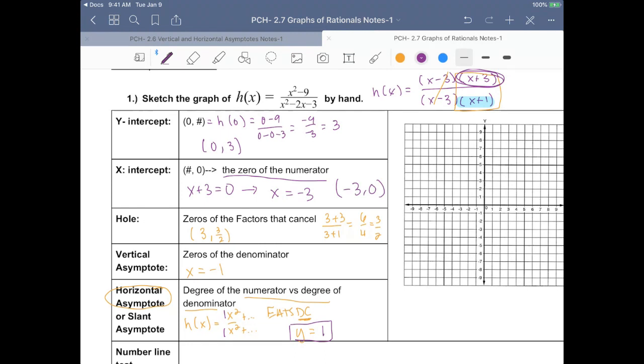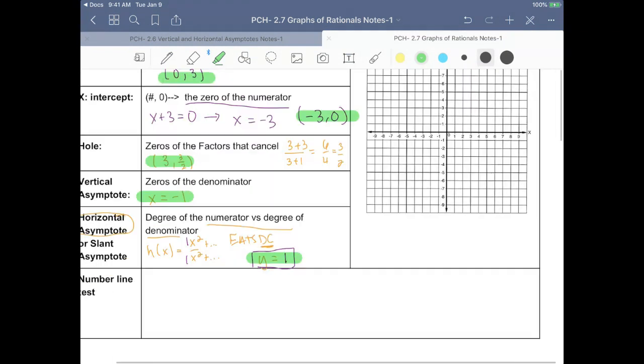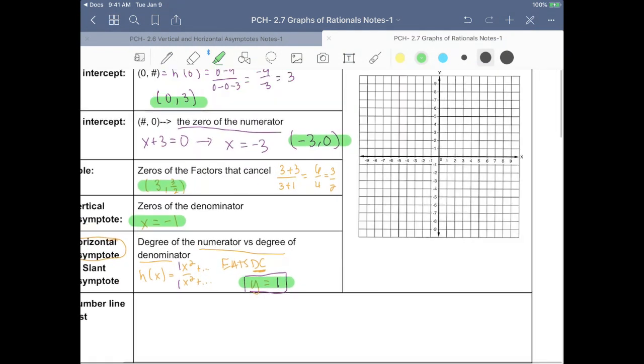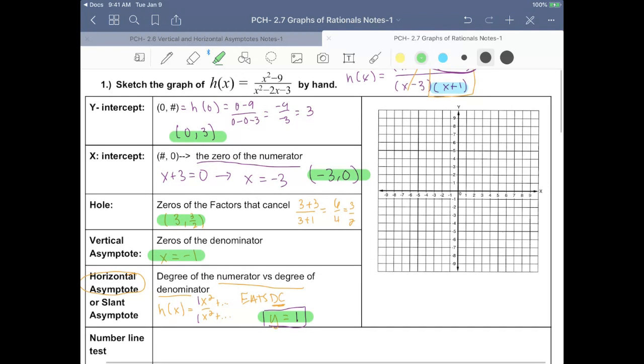So I got a lot of things going on here. 6 things: a hole, a vertical asymptote, a horizontal asymptote, and then if we need to, we'll plug in points to figure out what the rest of our graph looks like. Okay, so we start by graphing all of our details. I'm going to go to 0, 3 to graph my y-intercept. I'm going to go to -3, 0 to graph my x-intercept. My hole is at 3, 1.5, so like right there. And I have a vertical asymptote at -1.